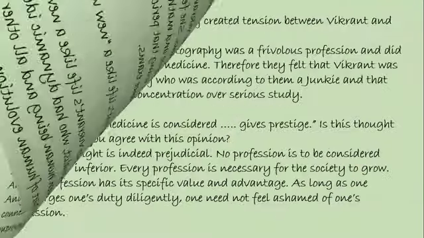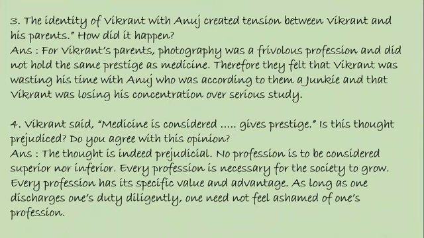Okay. Next question. The identity of Vikrant with Anuj created tension between Vikrant and his parents. How did it happen? Answer. For Vikrant's parents, photography was a frivolous profession and did not hold the same prestige as medicine. Therefore, they felt that Vikrant was wasting his time with Anuj, who was, according to them, a junkie, and that Vikrant was losing his concentration over serious study.